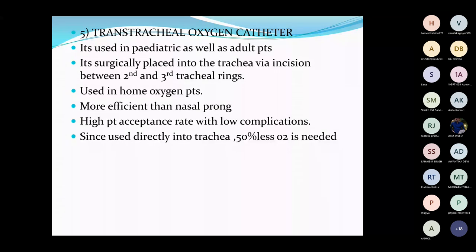Now, transtracheal oxygen. It is used in pediatric as well as adult patients. It's surgically placed in the trachea, with an incision between the second and third tracheal ring. So you should know the anatomy well before giving the transtracheal oxygen catheter. The name suggests it: through the trachea, you are giving the oxygen directly to the lungs. It is used in home patients, is more efficient than the nasal prong, and has a high patient acceptance rate with low complications. Since it is delivered directly into the trachea, 50% less oxygen is needed, because of the leakage or where the utilization through the passage is more. That is why it is given directly into the trachea, and the patient is able to utilize 100% of the oxygen.